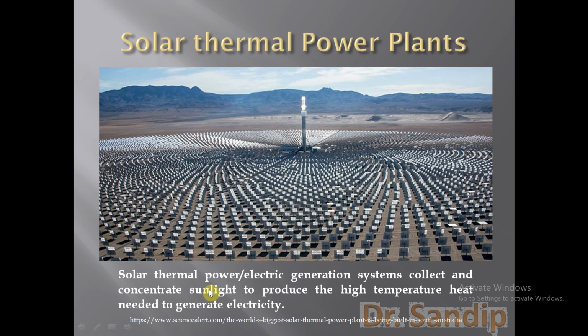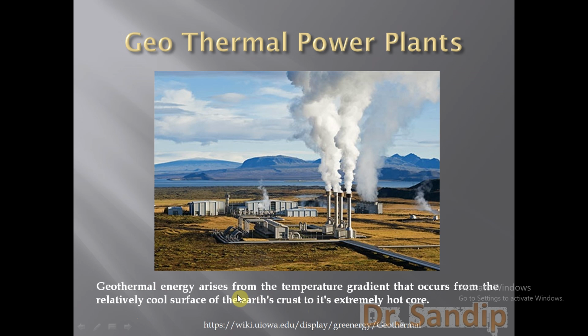Next we have got a solar thermal power plant, which takes up solar energy. Solar thermal electric generation systems collect and concentrate sunlight to produce the high temperature heat needed to generate electricity. Solar energy is not something unknown to you. You already know a lot about these things, but since we are talking about power plants here, the scale at which these designs are made is very large. We have a huge region where the solar panels are put up for the generation of heat and conversion to electricity.